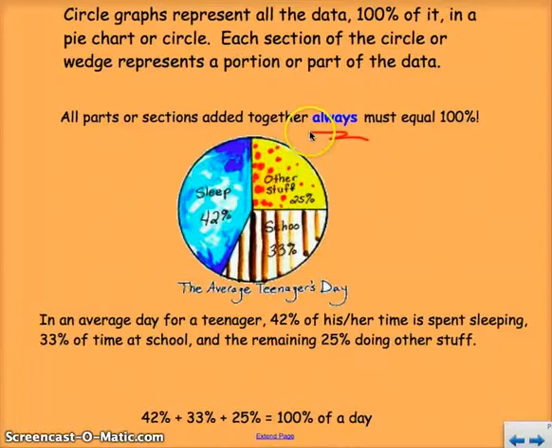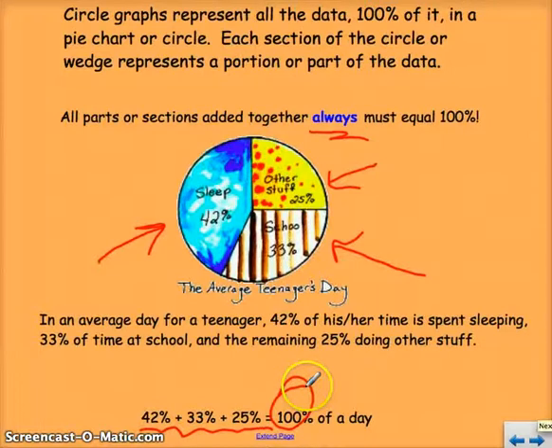So we have an example here of an average teenager's day. In an average day for a teenager, 42% of his time is spent sleeping, 33% of the time is spent in school, and 25% of time is spent doing other stuff. If you add these together, 42 plus 33 plus 25, you get 100% of a day.